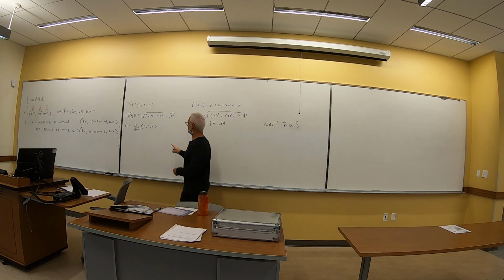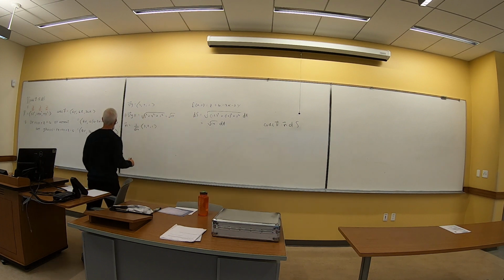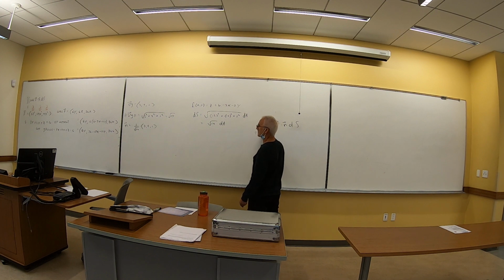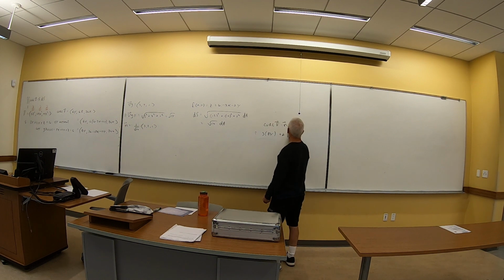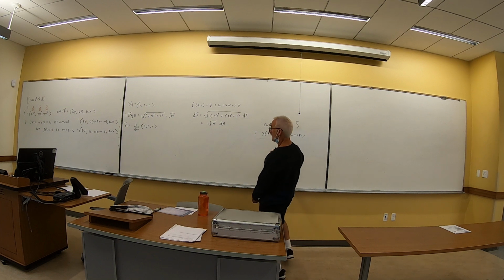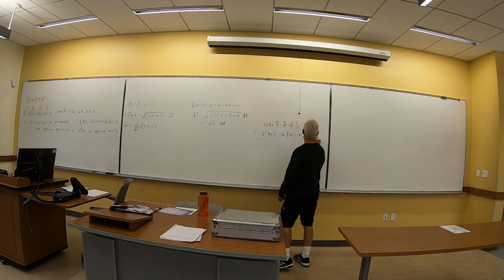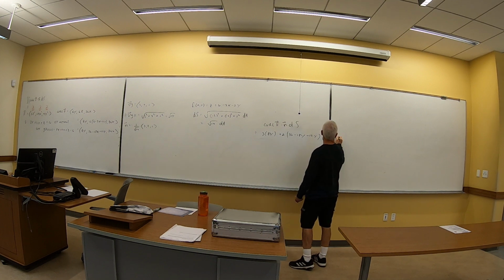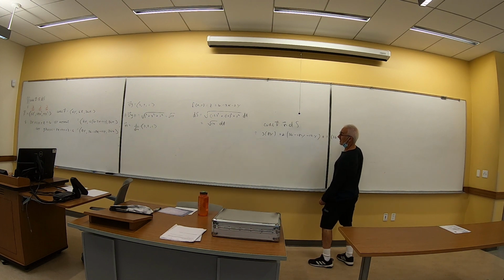So when I do the curl dotted with n, ignore the coefficient, what do we get? Let's do this. I'm going to get 3 times 8y plus 2 times 36 minus 18y minus 12y. Is that correct? And then plus 1 times 36x times 1 over root 14 times root 14 dA.